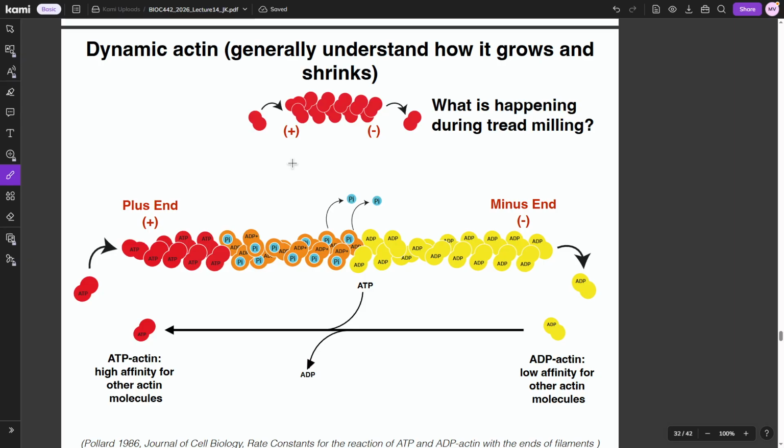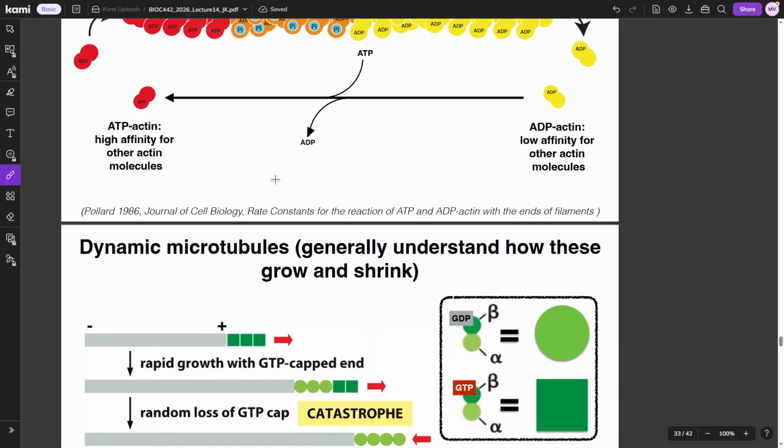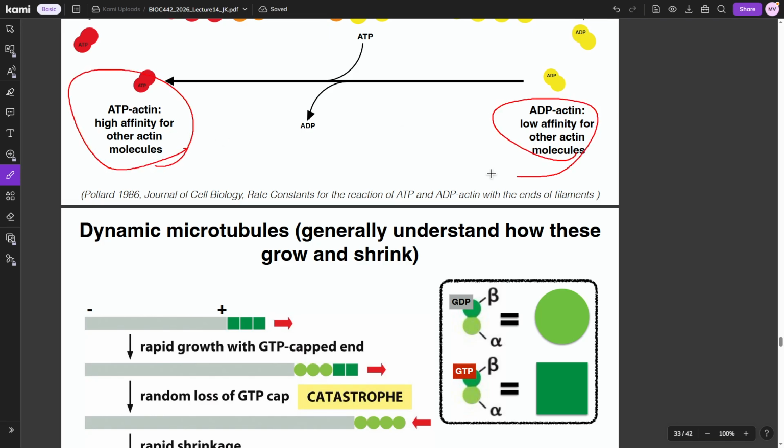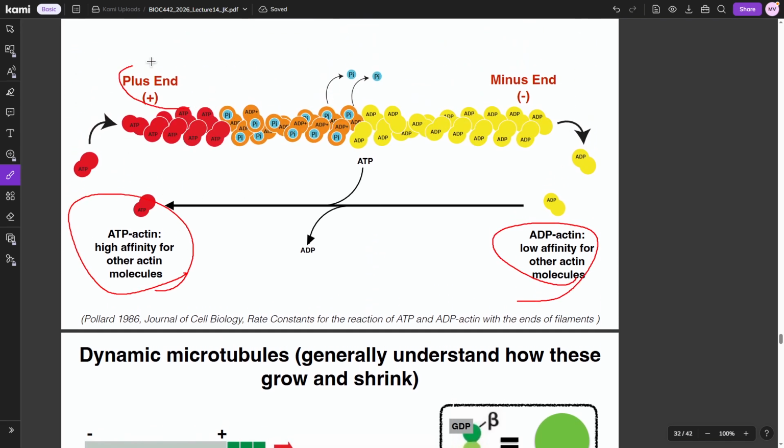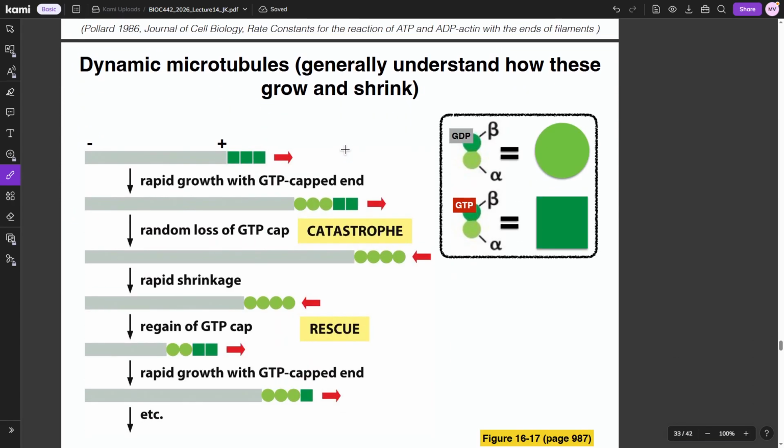Remember, for actin, it grows and shrinks. When ATP is bound, it's really happy to bind to other actin monomers. When it's not bound, it doesn't bind very much. So ATP is high affinity, ADP is low affinity. So it grows from the plus end, generally speaking, and shrinks from the minus end, right?